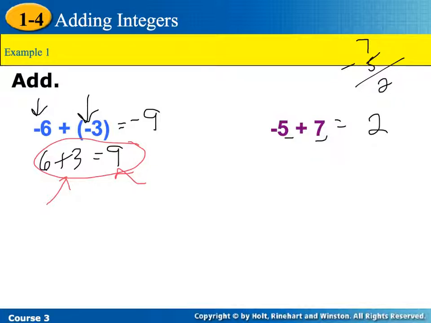Now the question is, which one is farthest away from 0? Well, is it -5 or is it 7? On a number line, 7 is farthest away from 0, so my answer is a +2. Okay? With the same sign, you find the sum of the digits. With different signs, you find the difference between the digits. All right? Hopefully that helps.